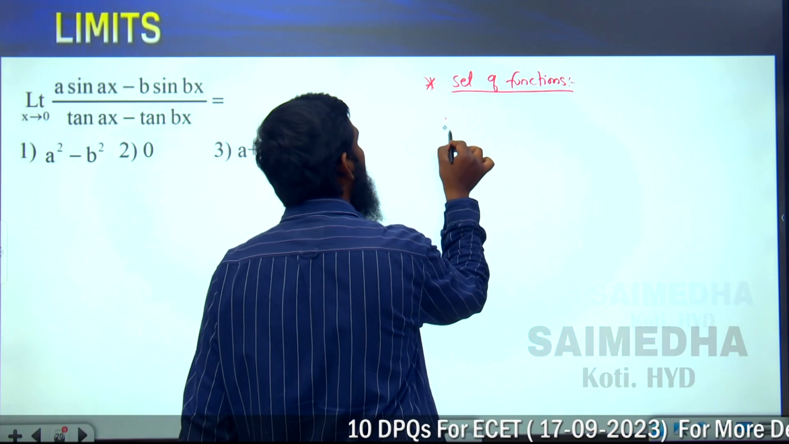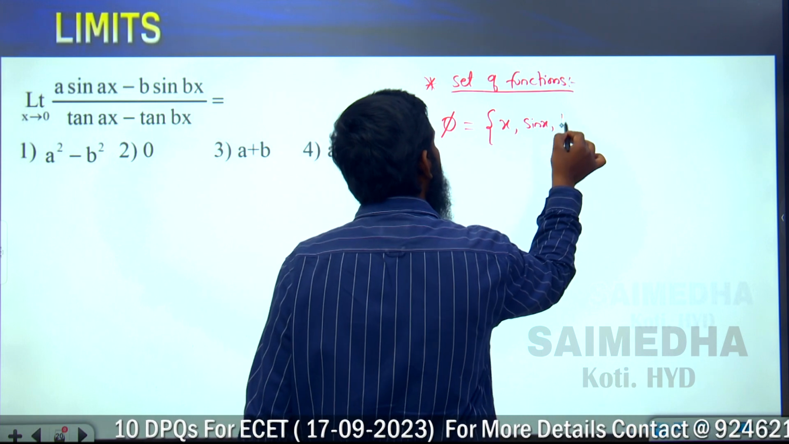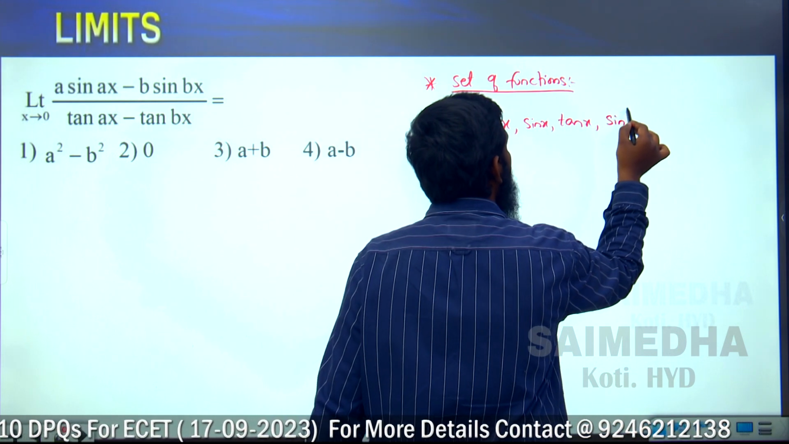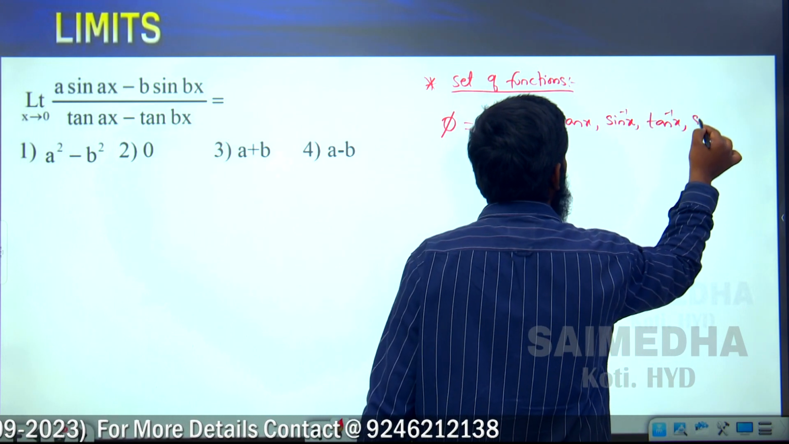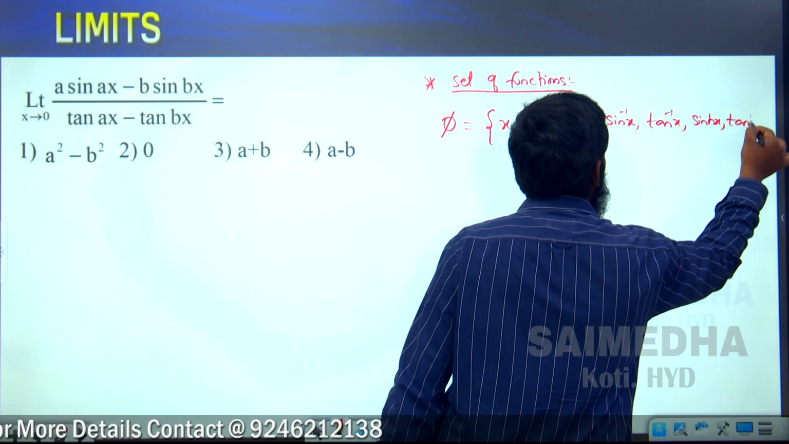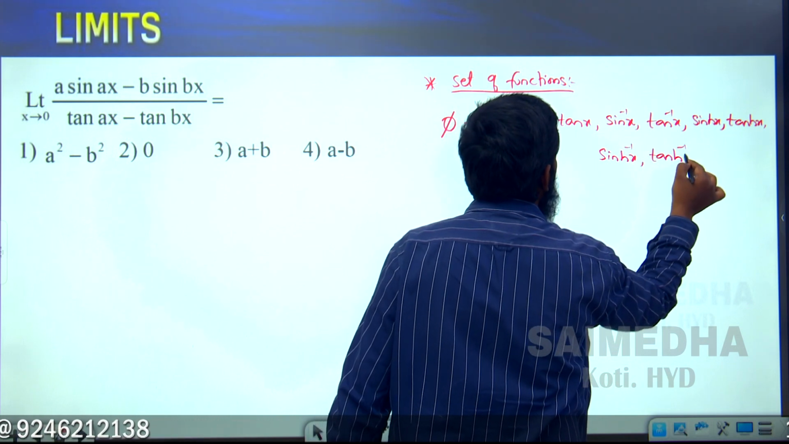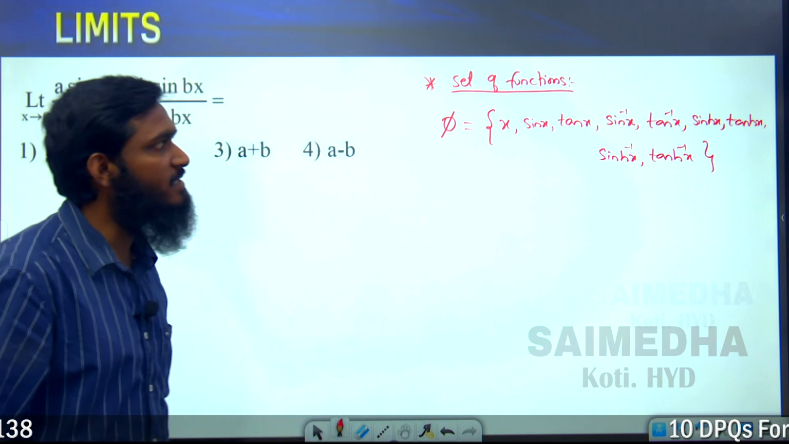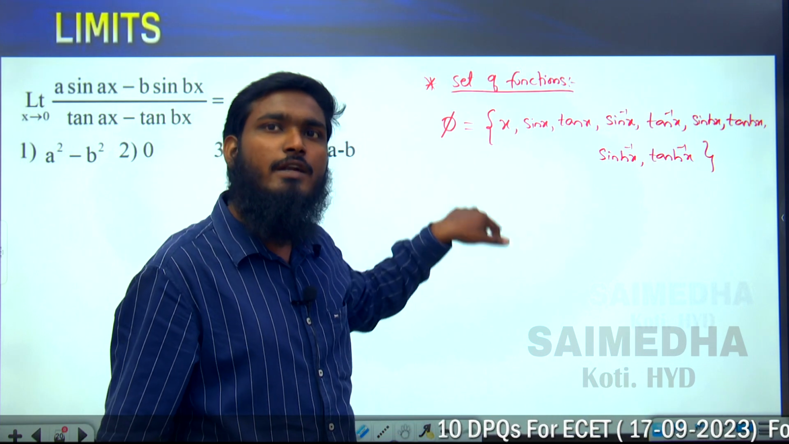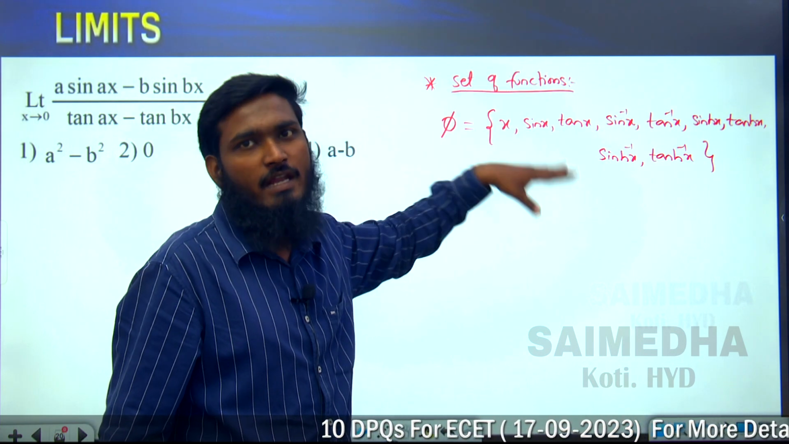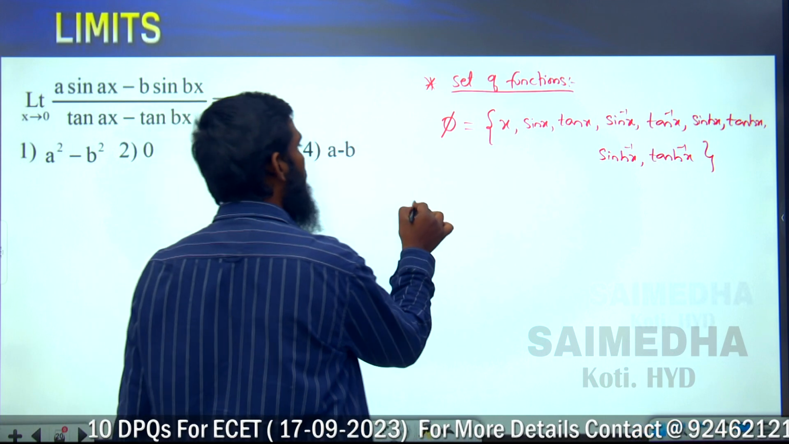The set of functions is denoted by phi. It equals x, sin x, tan x, sin inverse x, tan inverse x, sinh x, tanh x, sinh inverse x, tanh inverse x. So all of this we are calling a set of functions. Only x is taken here and the remaining are sin and tan functions, related to trigonometry, inverse trigonometry, hyperbolic and inverse hyperbolic. For all of these we are calling it a set of functions. Now, listen carefully for this part.